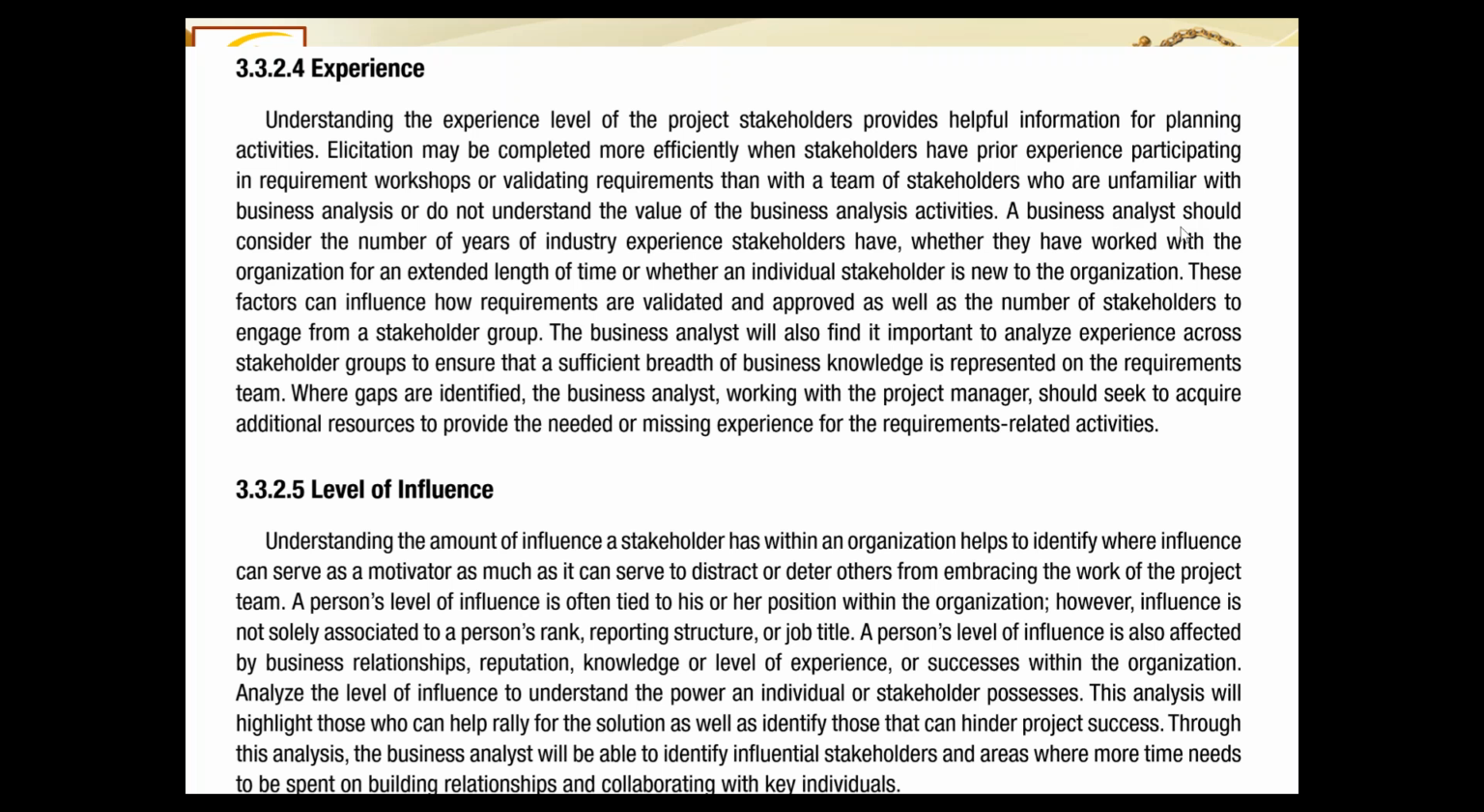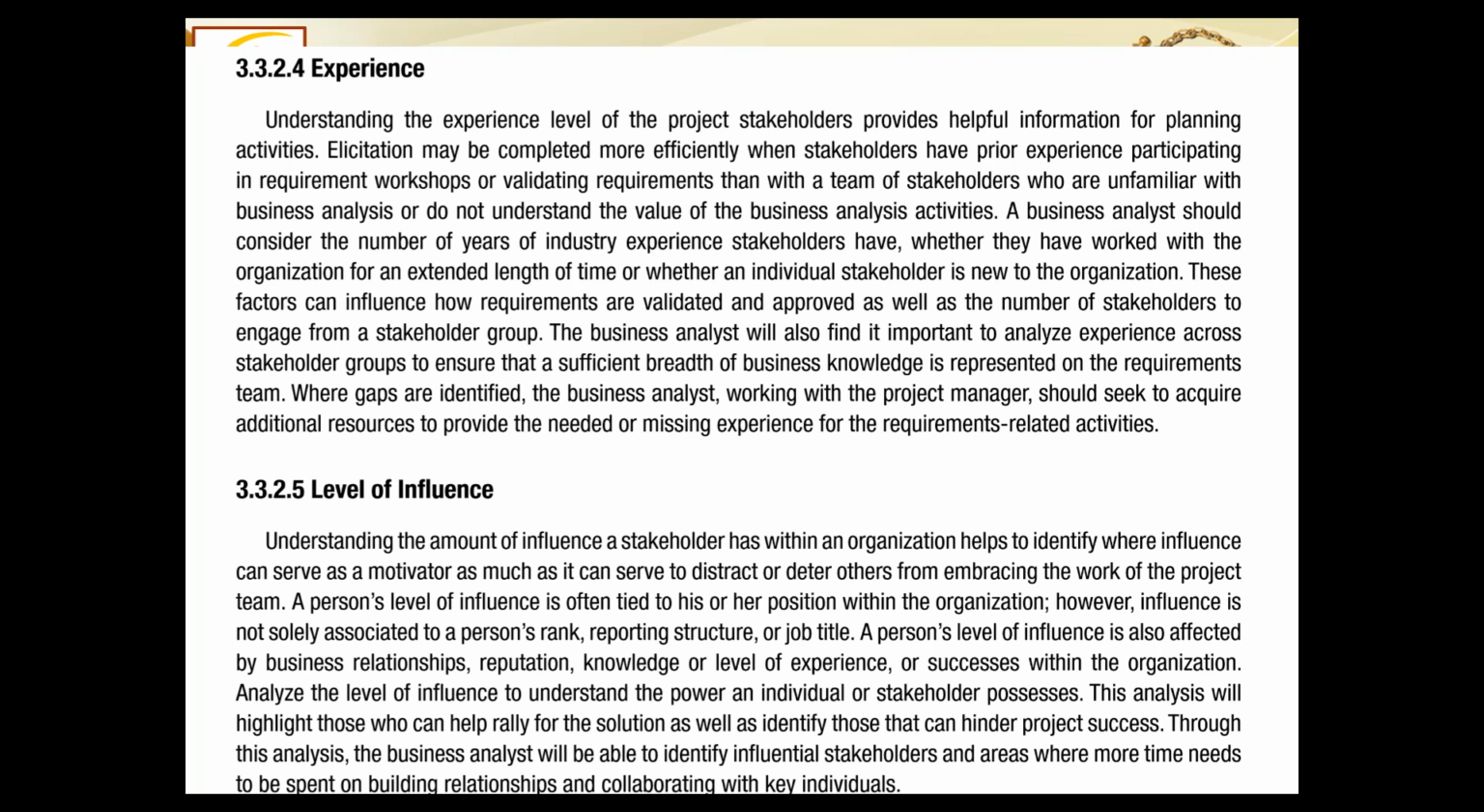A business analyst should consider the number of years of industry experience stakeholders have, whether they have worked with the organization for an extended length of time, or whether an individual stakeholder is new to the organization. These factors can influence how requirements are validated and approved, as well as the number of stakeholders to engage from a stakeholder group. Business analysts will also find it important to analyze experience across stakeholder groups to ensure that a sufficient breadth of business knowledge is represented on the requirements team. Where gaps are identified, business analysts working with the project manager should seek to acquire additional resources to provide the needed or missing experience for the requirement related activities.